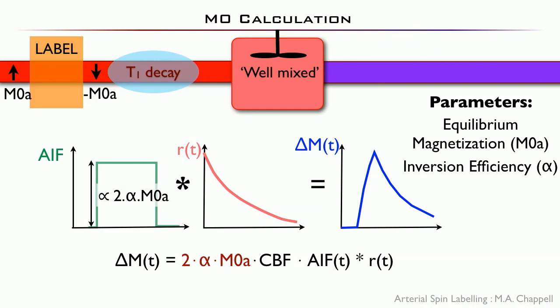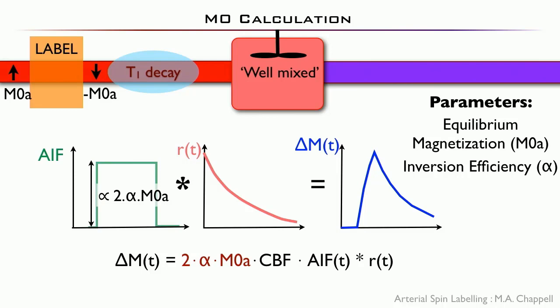So if we go back to our model for a second, we said we need to know something about the arterial input function, and we said about the label duration, which was kind of the time duration of the arterial input function, but we should also say something about its magnitude. And in terms of signal magnitude, this will be related back to the magnetization or the equilibrium magnetization of the arterial blood where we've done the labeling.